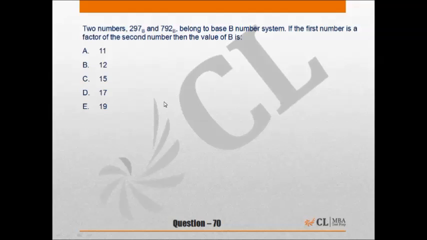Here we have two numbers, 297B and 792B. Both are in base system B, and it is known that the first number is a factor of the second number, and we have to find the value of B. As the first number is a factor of the second number, it means the second number is obtained by multiplying the first number by some natural number.